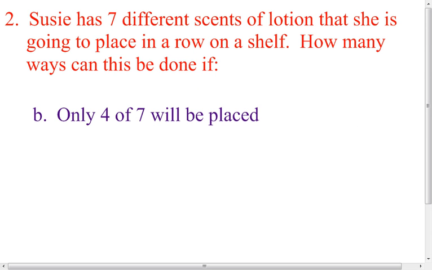On to the next one. This time, if you're only placing 4 of the 7 objects. So now, if you think about this, you have 4 spots on the shelf, and you have 7 choices, 6 choices. Sorry, I can't even count backwards. 5 choices, 4 choices. So you can multiply that and figure that out. That's one way to do it. Or you can do a 7P4 on your calculator.